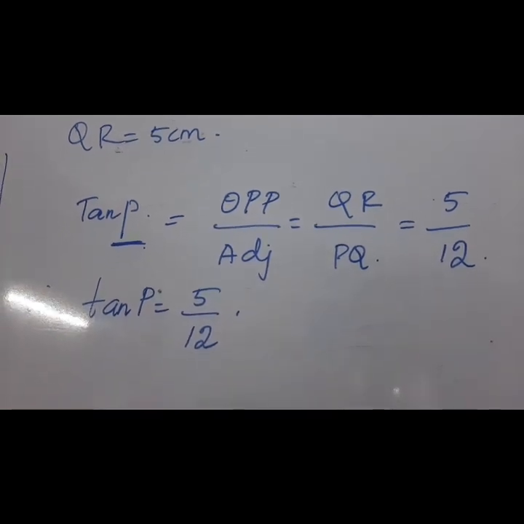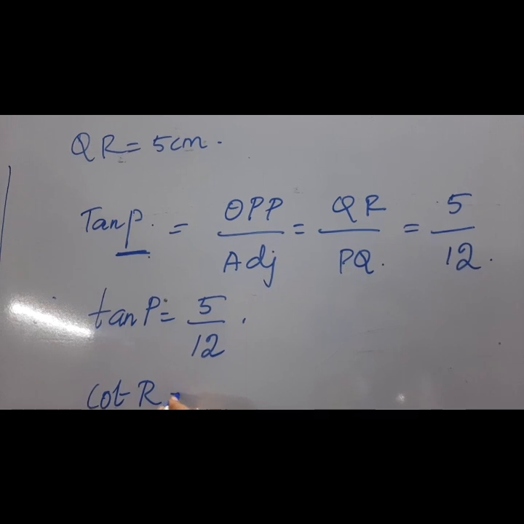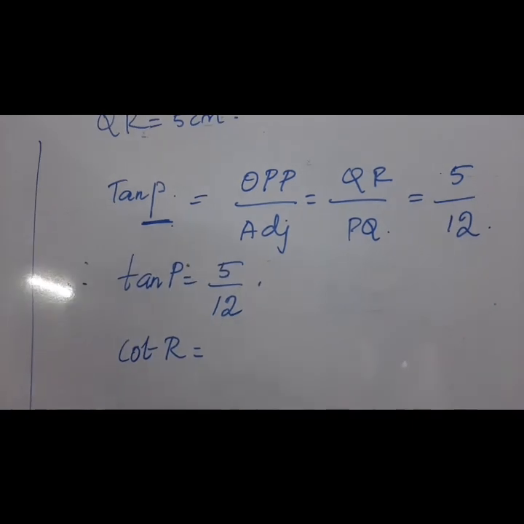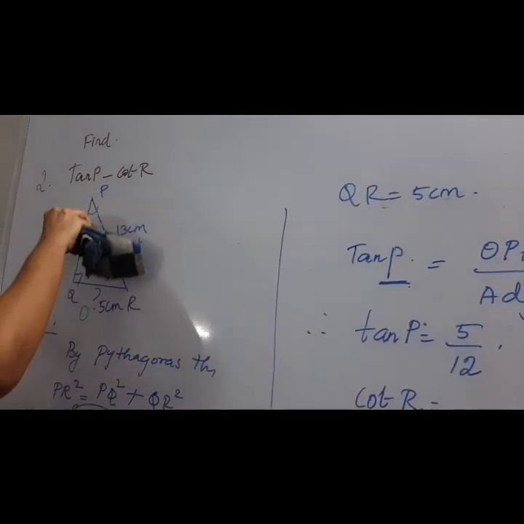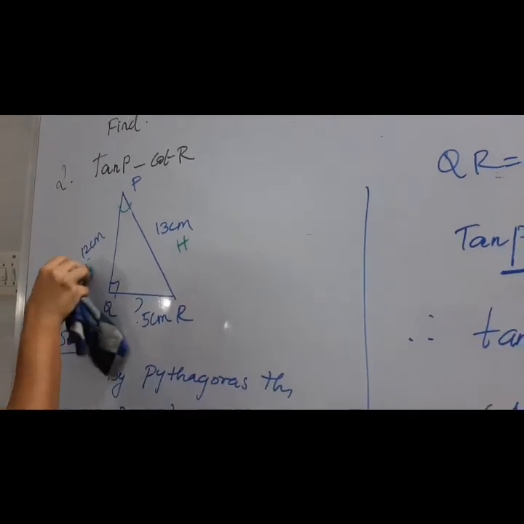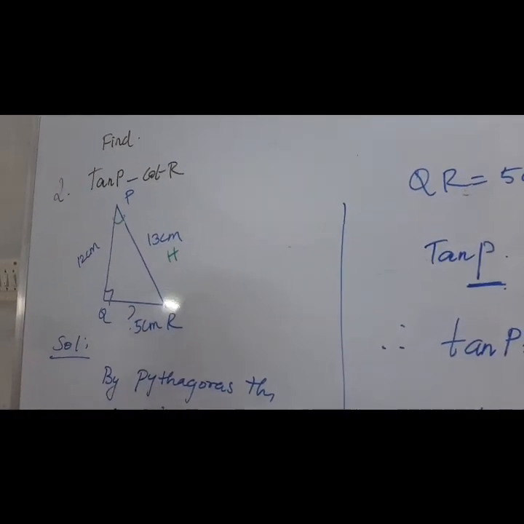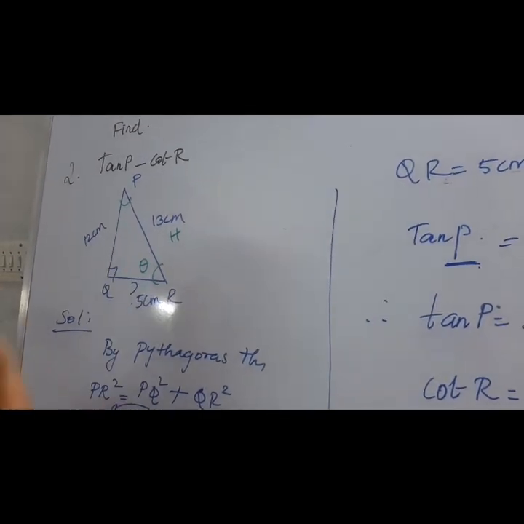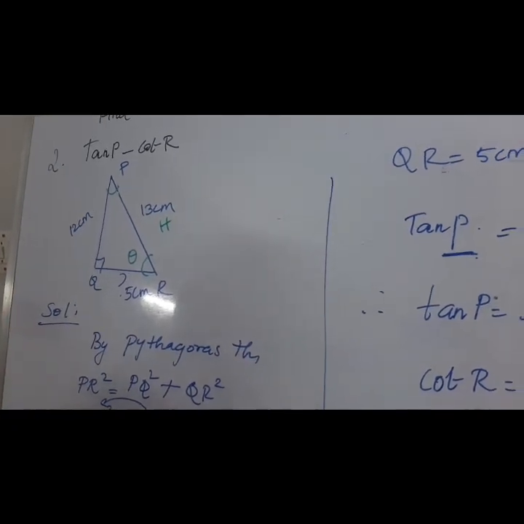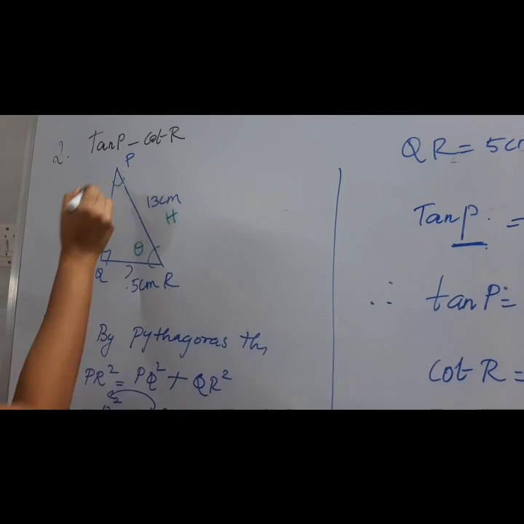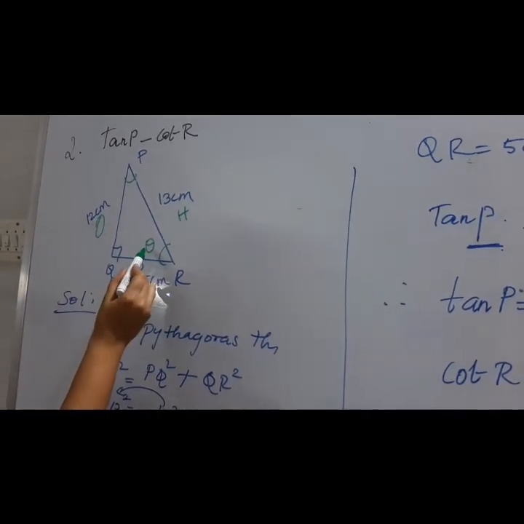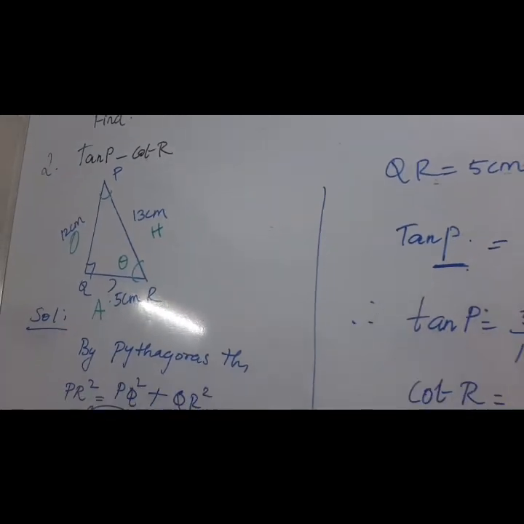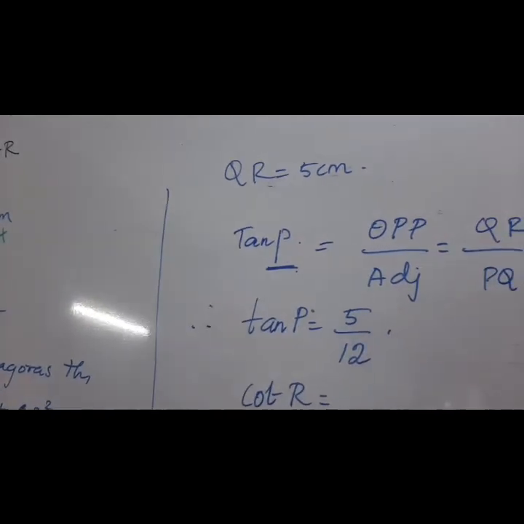Then let us calculate the next value, cot R. For cot R, we are going to consider the angle R. When I am considering the angle R as theta, the opposite value and adjacent value will get changed. Now for this theta, PQ is the opposite side, and QR is the adjacent side. Hypotenuse will always remain the same because hypotenuse is the side opposite to 90 degree.